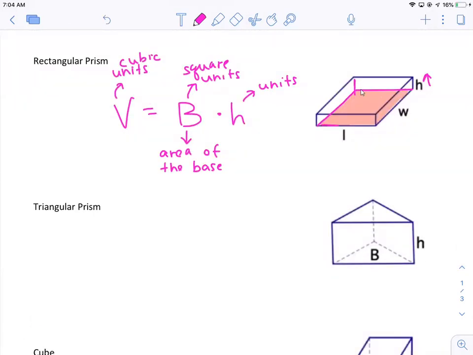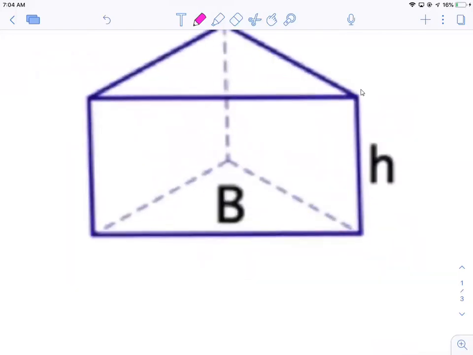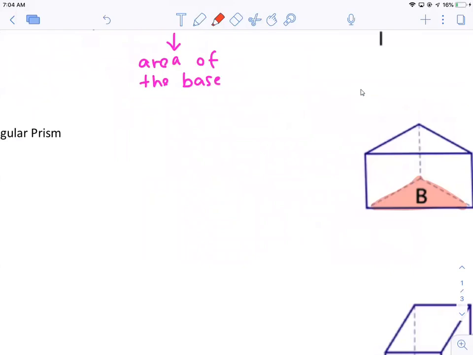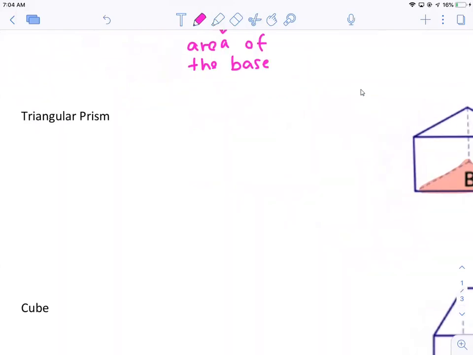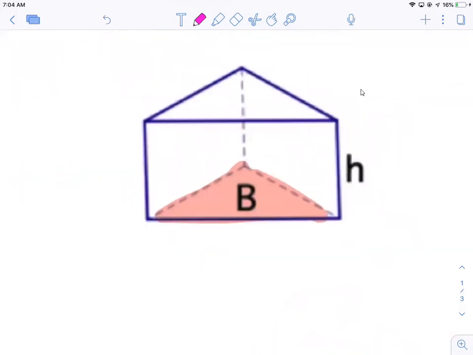Right, same thing for a triangular prism. In this case, we only have one base that we can consider, that one, and it's going to be the area of that base times the height. Same thing, that's the volume of that triangular prism. In fact, for any prism, that is going to be our formula, right? Because it doesn't matter what the base looks like, whatever that area is, right, times the height, that's going to be the volume.